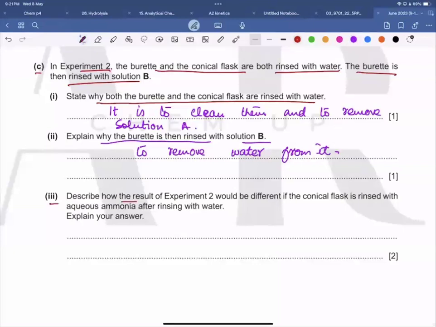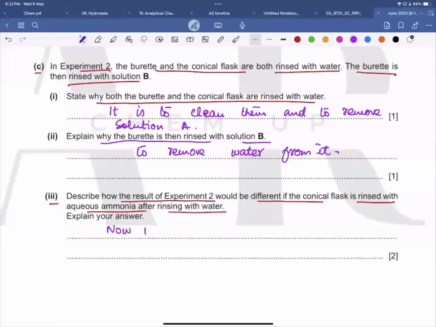Now, third part: describe how the result of experiment 2 would be different if the conical flask is rinsed with aqueous ammonia after rinsing with water. In the conical flask, we are not measuring, right? We are measuring in the burette and then transferring into the conical flask. We have discussed this reason earlier as well. If we rinse it with ammonia, some of the ammonia is left behind. Then I fill the pipette and transfer the ammonia into it, so we have more ammonia in it, right?